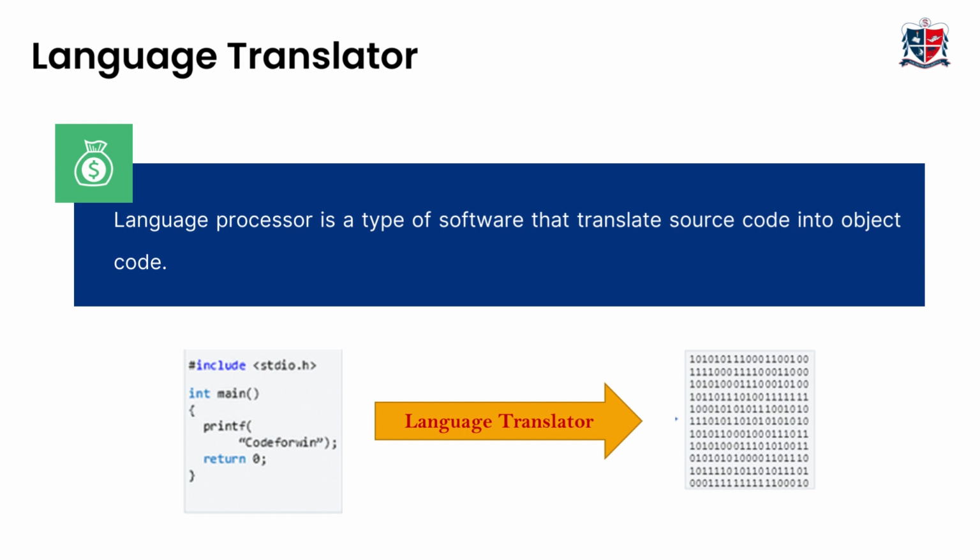A language translator is software which is used for translating the source code into object code. Source code means the source program, that is, the program written in assembly language or a high level language. Object code is the machine code, that is, in the form of zeros and ones.